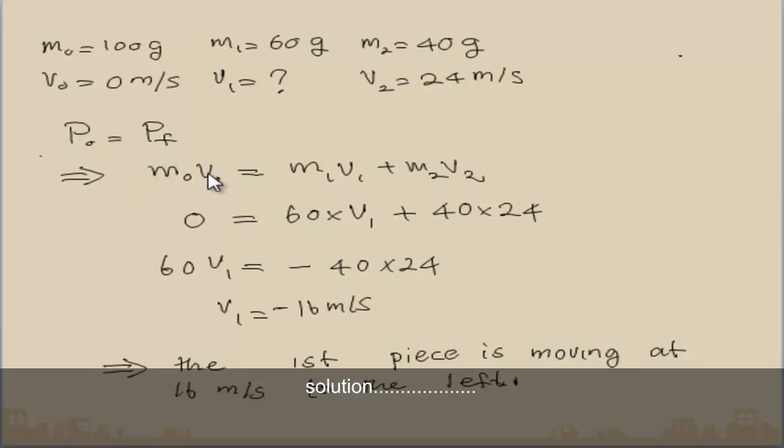The initial momentum is the momentum of the firecracker before the explosion, m0 v0, equals the sum of the momenta of the two pieces, m1 v1 plus m2 v2. Since v0 equals 0, initial momentum is 0. So 0 equals 60 times v1 plus 40 times 24. That gives us 60 v1 equals negative 40 times 24. So v1 equals negative 16 meters per second.